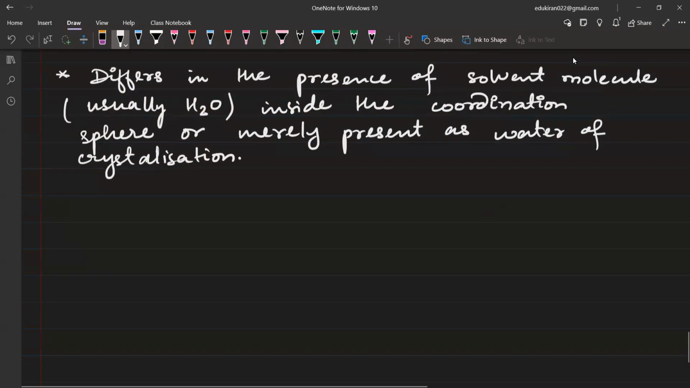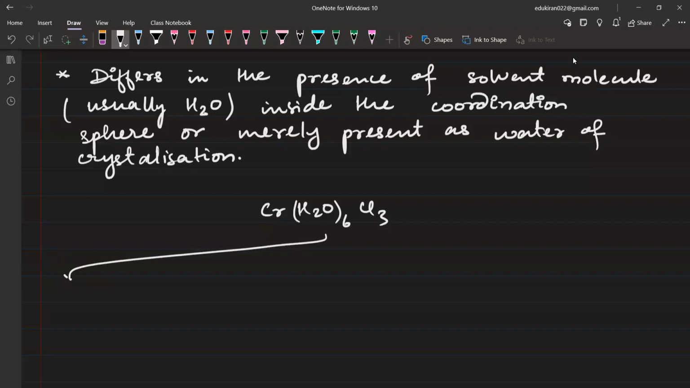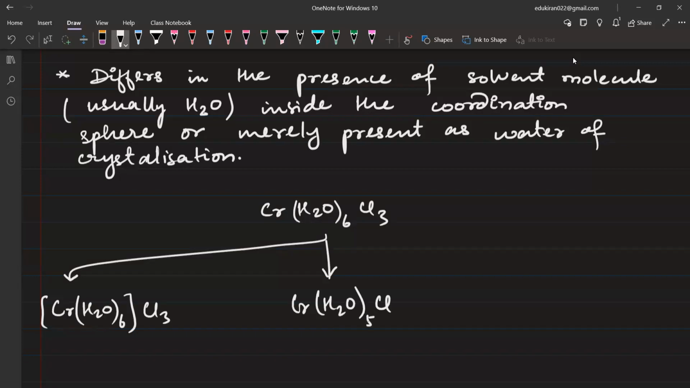For example, if I have a complex with the formula Cr(H2O)6 Cl3, what complexes can we have? One particular complex is [Cr(H2O)6]Cl3, with all the water molecules inside and all three chlorine atoms outside. Another case is [Cr(H2O)5Cl]Cl2·H2O, where 5 H2O are covalently bonded to the chromium atom, one chlorine is covalently bonded and two chlorines are outside, dot one H2O.